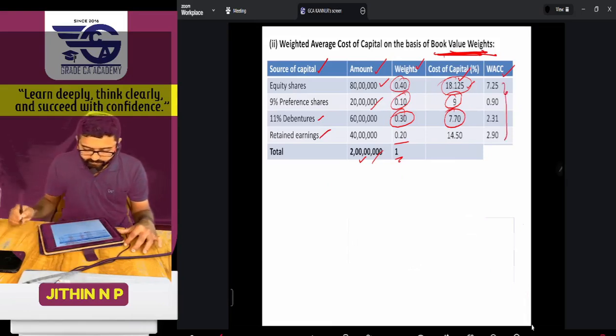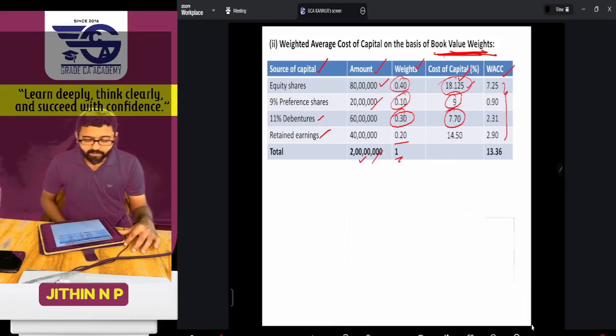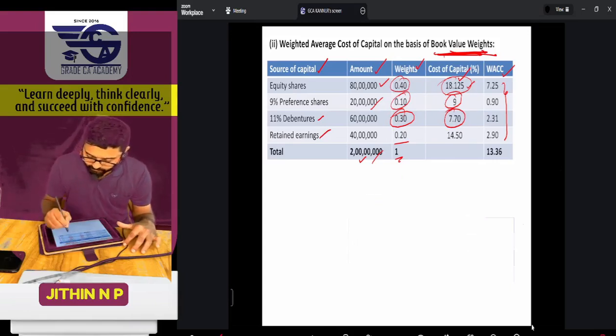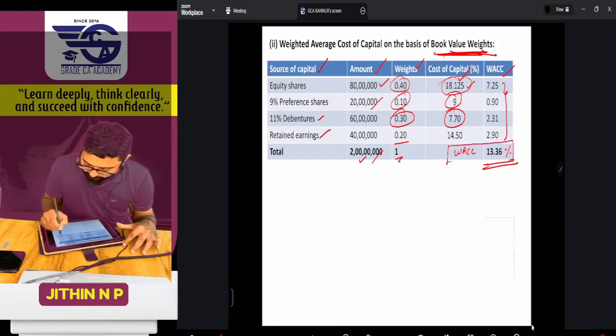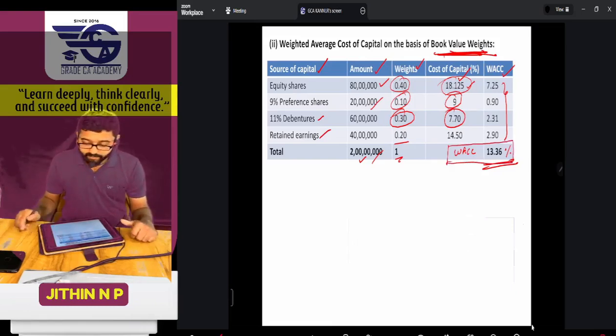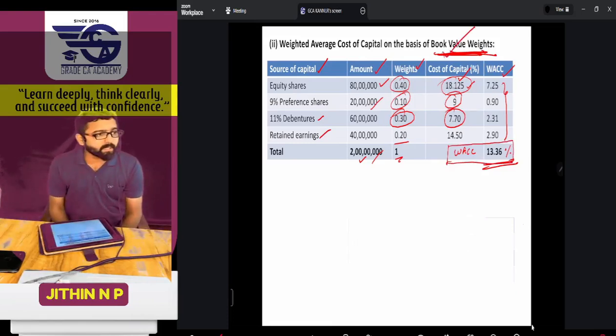Then add all those items. Total 13.36. This is the weighted average cost of capital, 13.36%. This is the answer. If it is book value weights, weighted average cost of capital will be 13.36%. Clear?